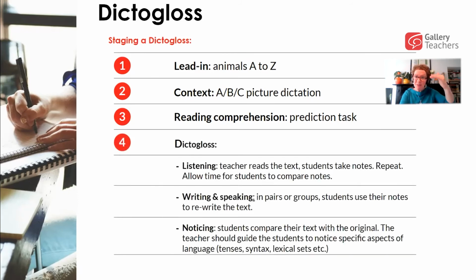Right, so in terms of staging the Dictogloss, we do the listening first. Students listen and they take notes. Then they write together, but they're also using their speaking because they have to negotiate how they're going to reconstruct the text together. And the key stage here is the noticing. It's whenever you give them the original text and they get to compare their version with the original. This is a really hard thing to do for students in my experience, and you need, as the teacher, to guide them. So give them very specific aspects of language to compare.